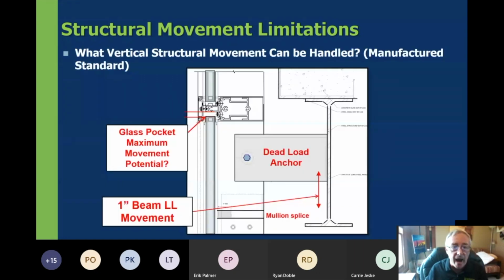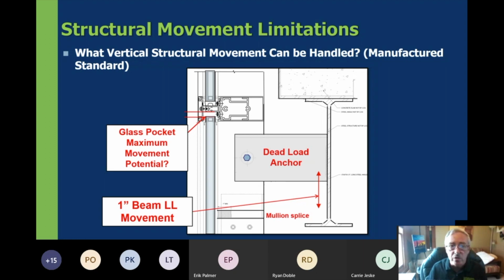So the big question is, how much can a manufactured curtain wall stick-built system accommodate in terms of live load movement? In this case, we have a beam that it's attached onto with a dead load anchor, and this beam wants to flex downward 1 inch according to the code allowed deflection. So the only place that it can actually allow for that deflection is, number one, for the aluminum mullions that you see here that are actually connected to it. It's in a splice joint, but there is no splice joint associated with the glass that sits out in front. So the only place for the glass to be able to accommodate that movement is up in the glazing pocket.